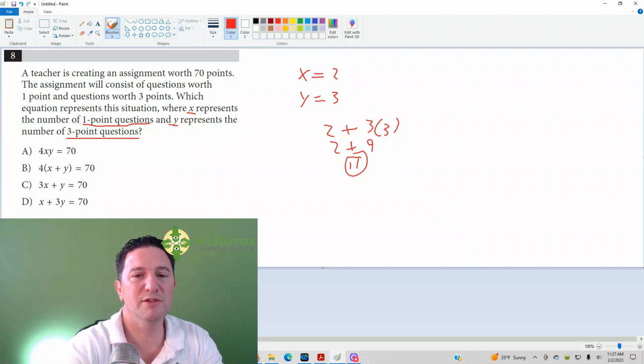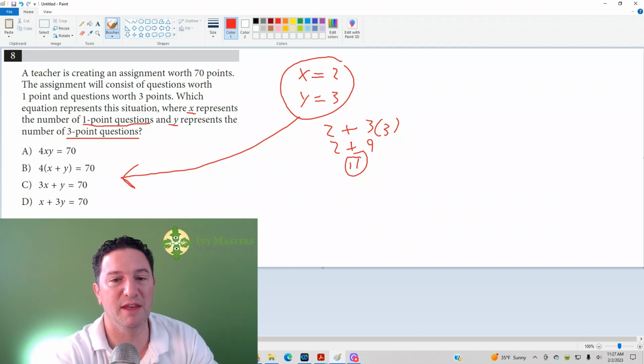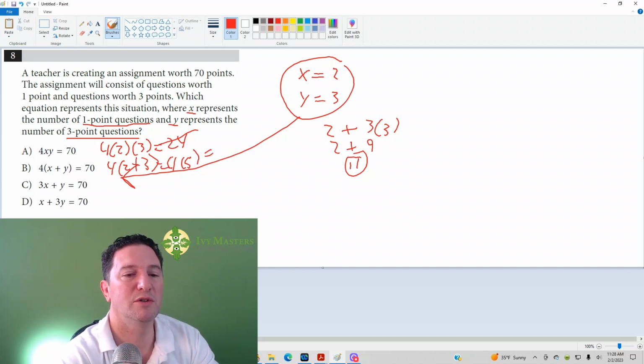When we look at our answer choices, in place of x we're going to put 2, in place of y we're going to put 3, and we're going to see what gives us that 11 on the left. Answer choice A is going to be 4 times 2 times 3. That's going to give me 24. That's not it. Answer choice B is going to give me 4 times 2 plus 3, which is 4 times 5, which will give you 20.